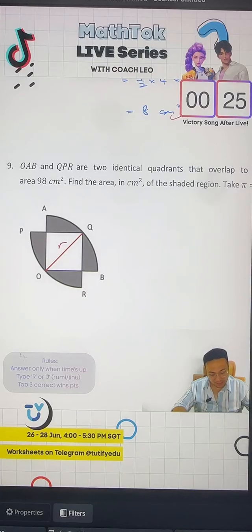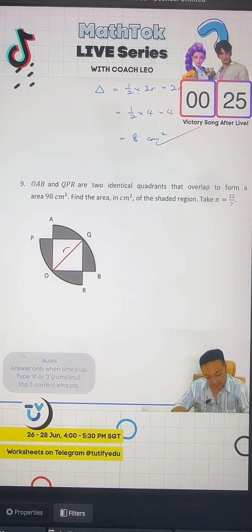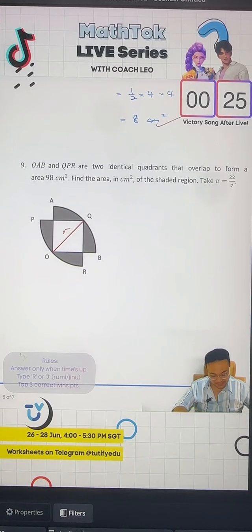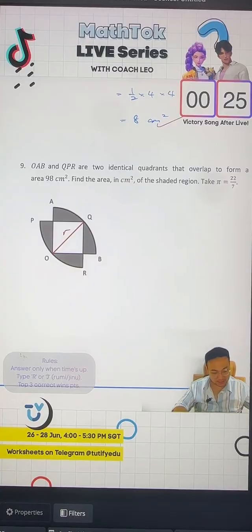The main challenge is how to find the radius, and another challenge is the two quadrants overlapping. So you really need to visualize this very well. Don't worry, I'll give you time. Let's just take 2 minutes. Try your best to get an answer. If you really don't know, I'll help you. Your 2 minutes starts now.